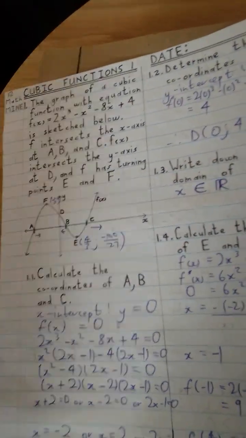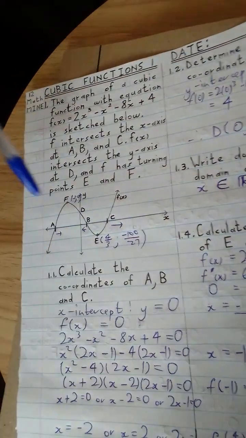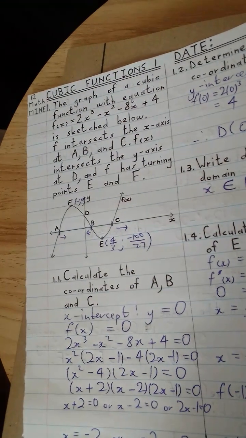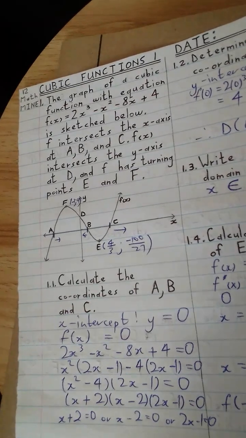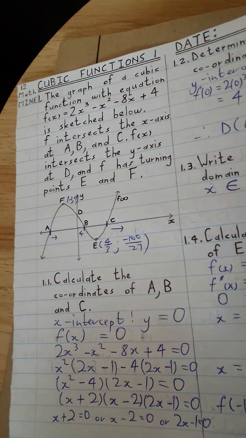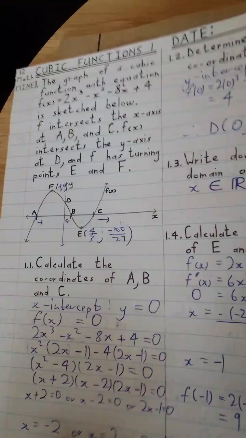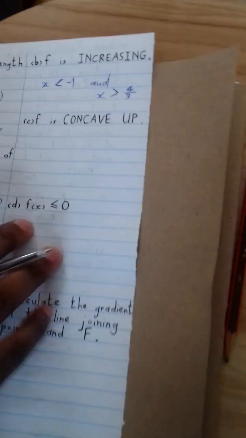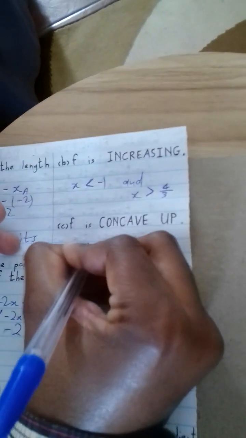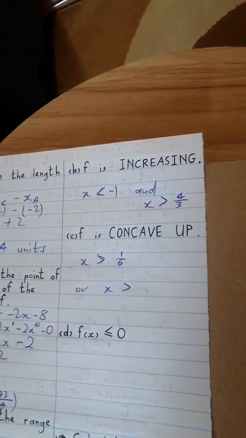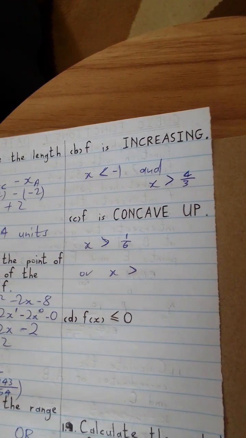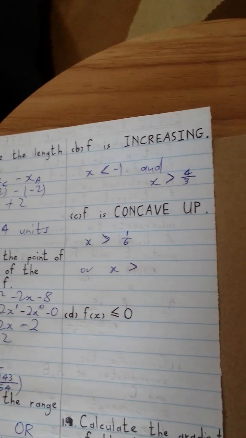F is concave up. So how it goes is that when A is positive, concave down, and then at the point of inflection, the concavity changes, concave up. So the values of x for which the graph is concave up are after the x value of the point of inflection, which we calculated to be 1 over 6. So x is greater than 1 over 6, or x is greater than, if you have to, 0.17.